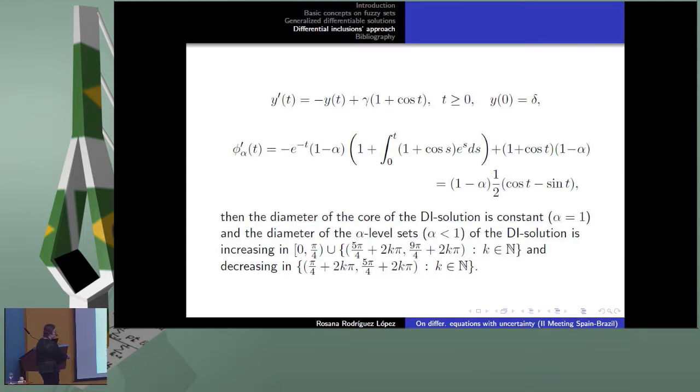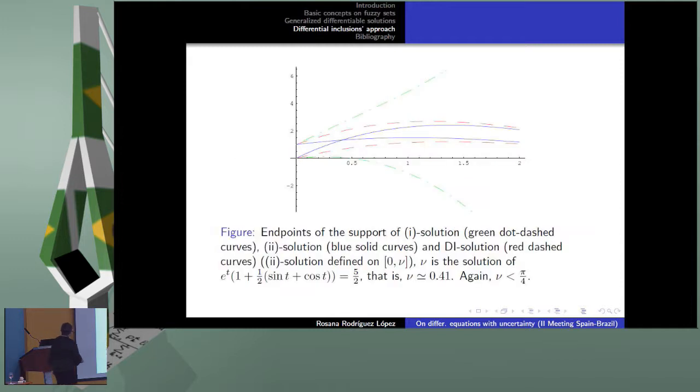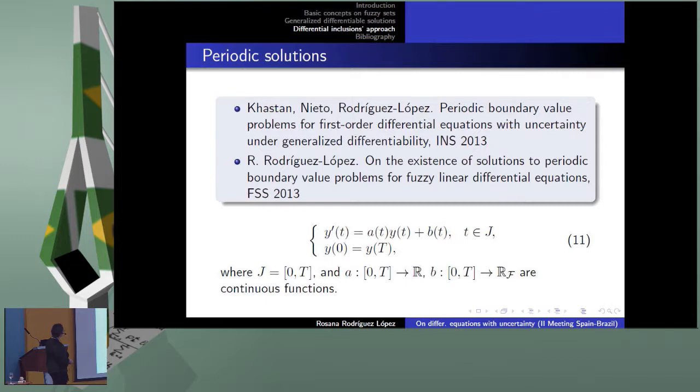And here we have another example with A of t minus 1, which is the case where you don't have the one solution or two solution. And in this case, the critical point of the diameter, I think I wrote it here, it's before. In this case, the place where the two solution finishes is before the critical point of the diameter of the red solution, which is the differential inclusion solutions.